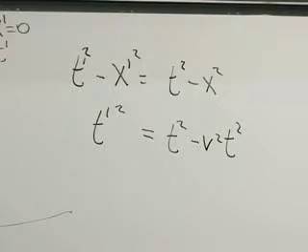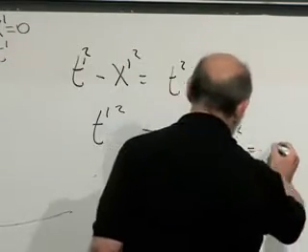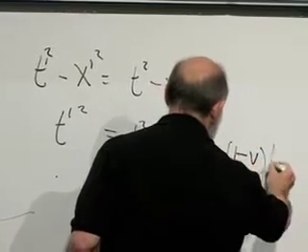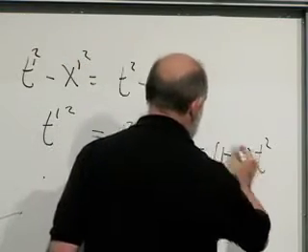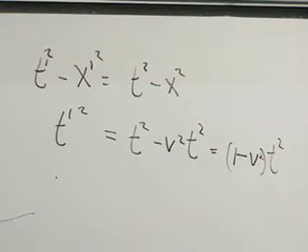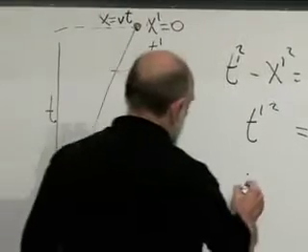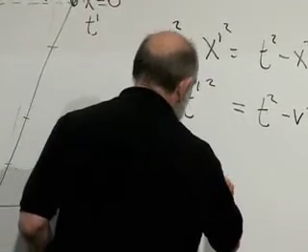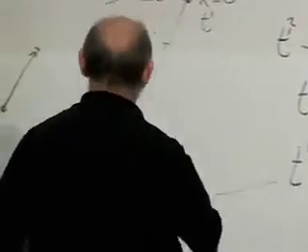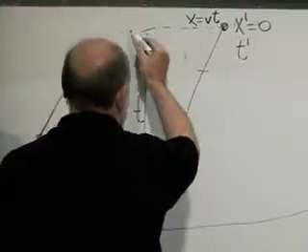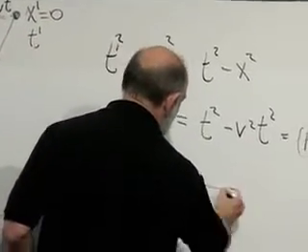Well, that's interesting. We now have a simple formula for t prime. First of all, let's write that as 1 minus v squared times t squared. Well, we just take the square root. T prime, the time read by the moving clock, is equal to the time read by the stationary clock, the time read by the stationary clock is just this time here, times the square root of 1 minus v squared.